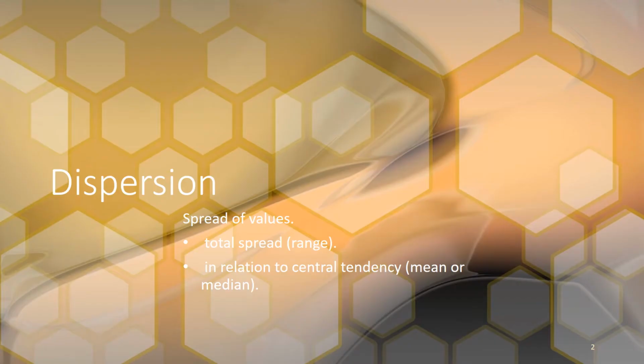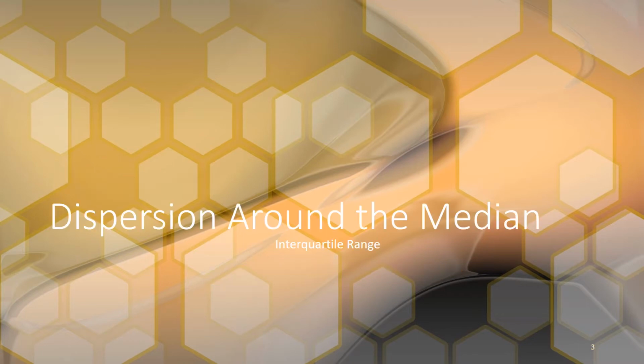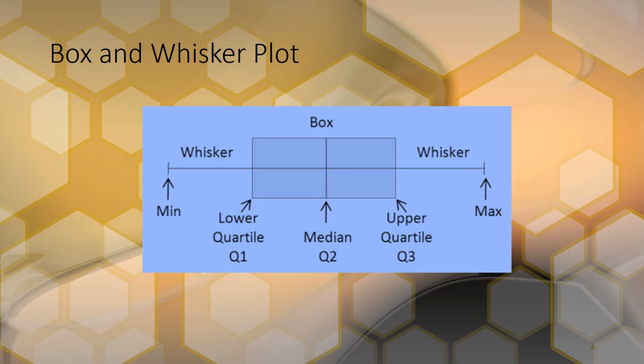Statistics, and we're talking about dispersion of scale variables. We're continuing that. In this video, we're going to specifically talk about the dispersion around the median, and that is the interquartile range. Sometimes people make a box and whisker plot. I'm going to go over it quickly.